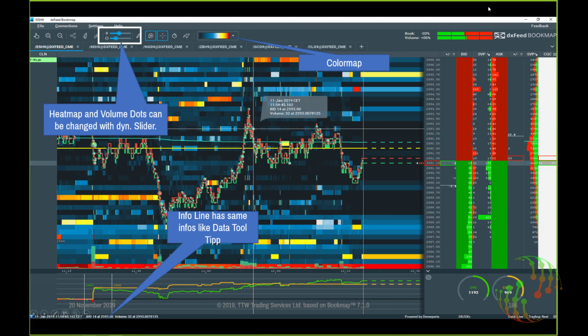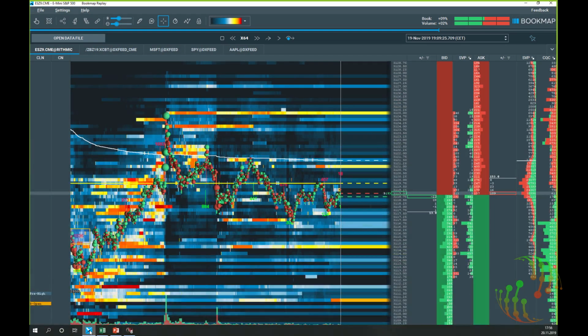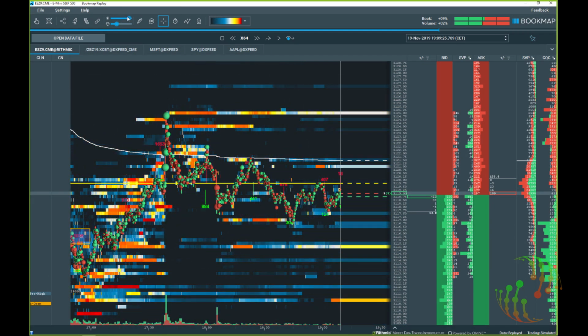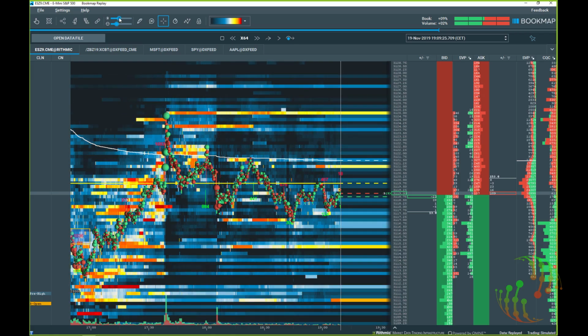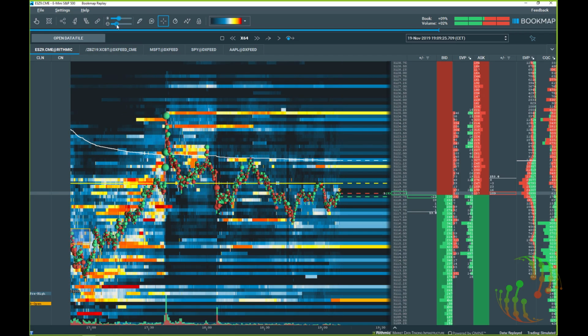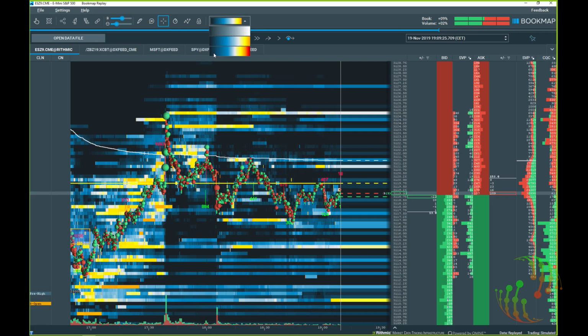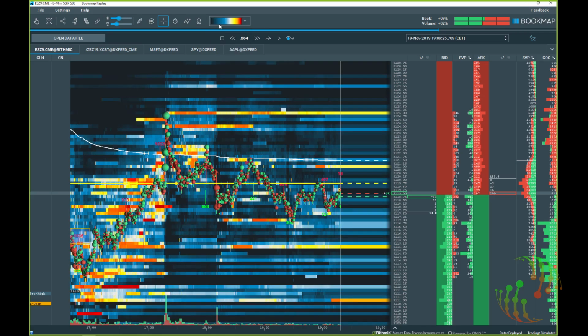Please keep in mind that you can change, but maybe you know that you can play with the display here above and with the size of the dots. You can use a gray, black-white chart. You can use a blue-yellow chart. And also you can use a blue-red chart here, background.